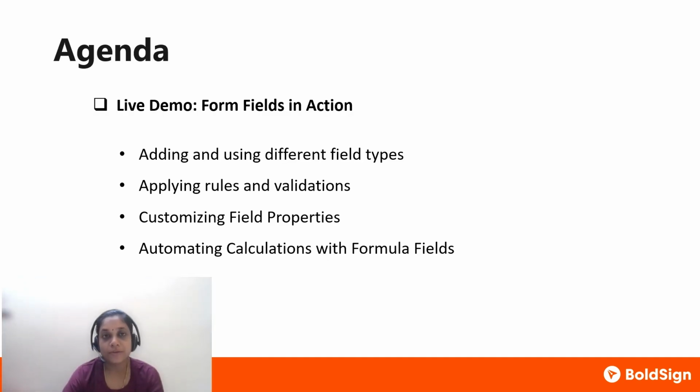Here is what we are going to cover. First, we will start with the different types of fields available in BoldSign and when to use each one and configure their properties. Then you will learn how to add rules and validations so signers can't skip or enter incorrect data. And finally, we'll set up a formula field so you can see automatic calculations in action.